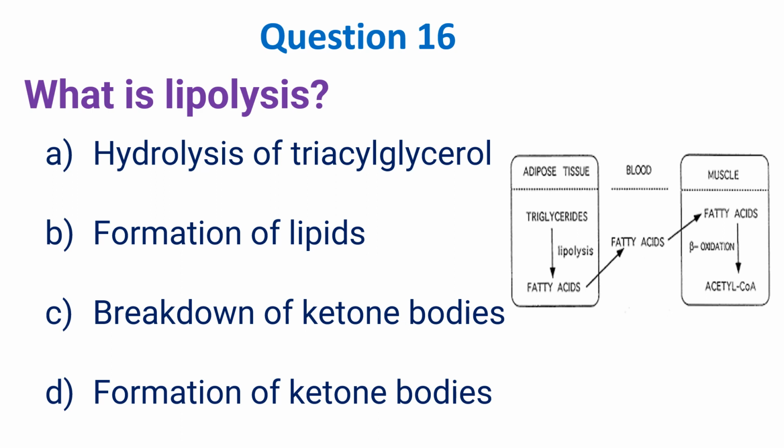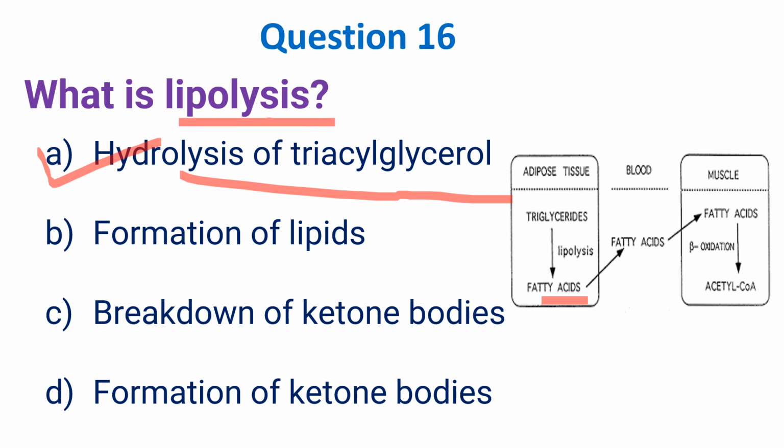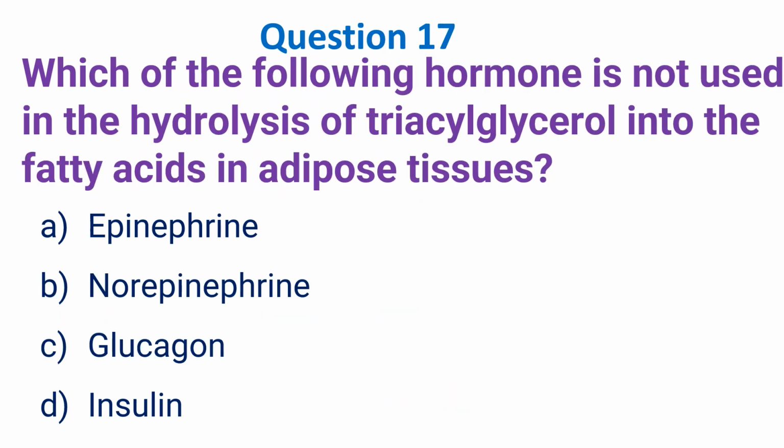What is lipolysis? Lipolysis, you can see that this is a conversion of a triglyceride into fatty acids. This is a hydrolysis of triglyceride. It is a function of lipolysis. Which of the following hormones is not used in hydrolysis of a triglyceride into fatty acids in adipose tissue? What is adipose tissue? It is otherwise known as body fat.